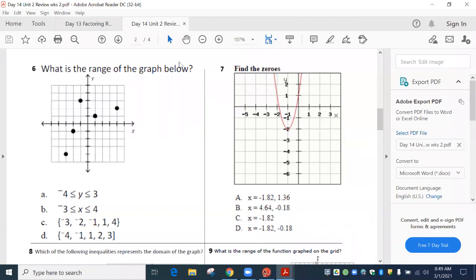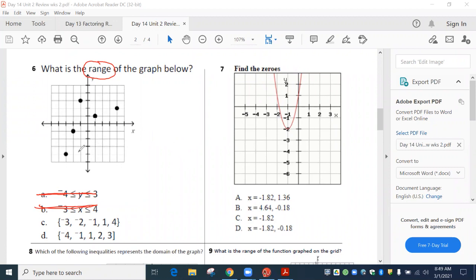All right, number 6. Do we see a key word here? Range. All right, so range is wise. Now, a little trick that can help. How many dots do you see? 5. How many numbers should be in my answer? 5. Look at your answers. 2 answers don't make any sense here. A and B don't make any sense. They've only got 2 numbers. There should be 5 numbers in this.